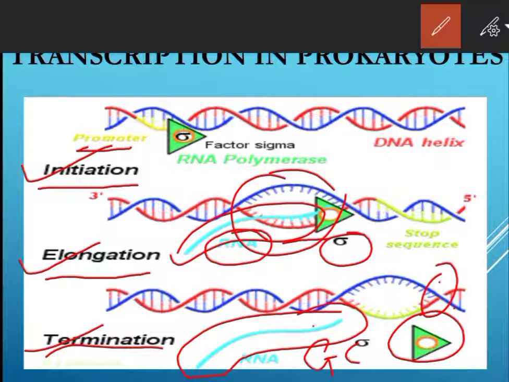The RNA polymerase is only capable of catalyzing the process of elongation, but it associates transiently with initiation factor sigma and termination factor rho to alter its own specificity to initiate and terminate the transcription respectively. Okay, so during termination, the RNA polymerase will get associated with the rho factor, and during initiation it will get associated with the sigma factor.